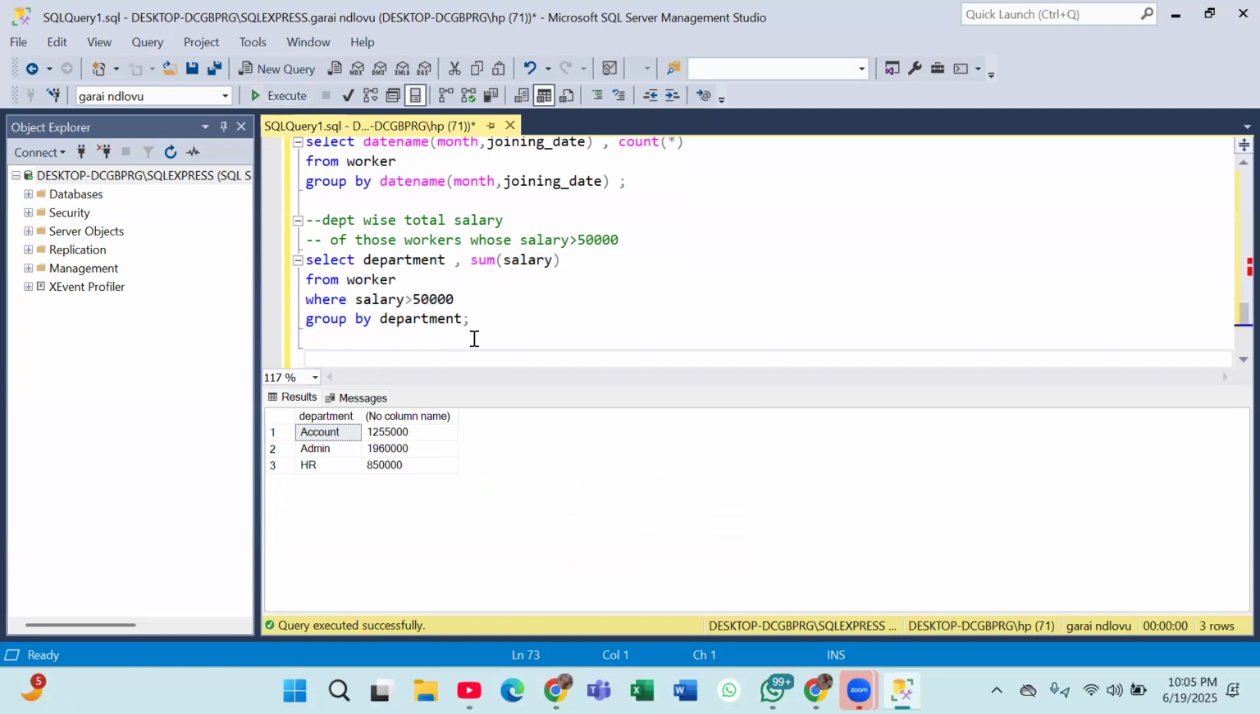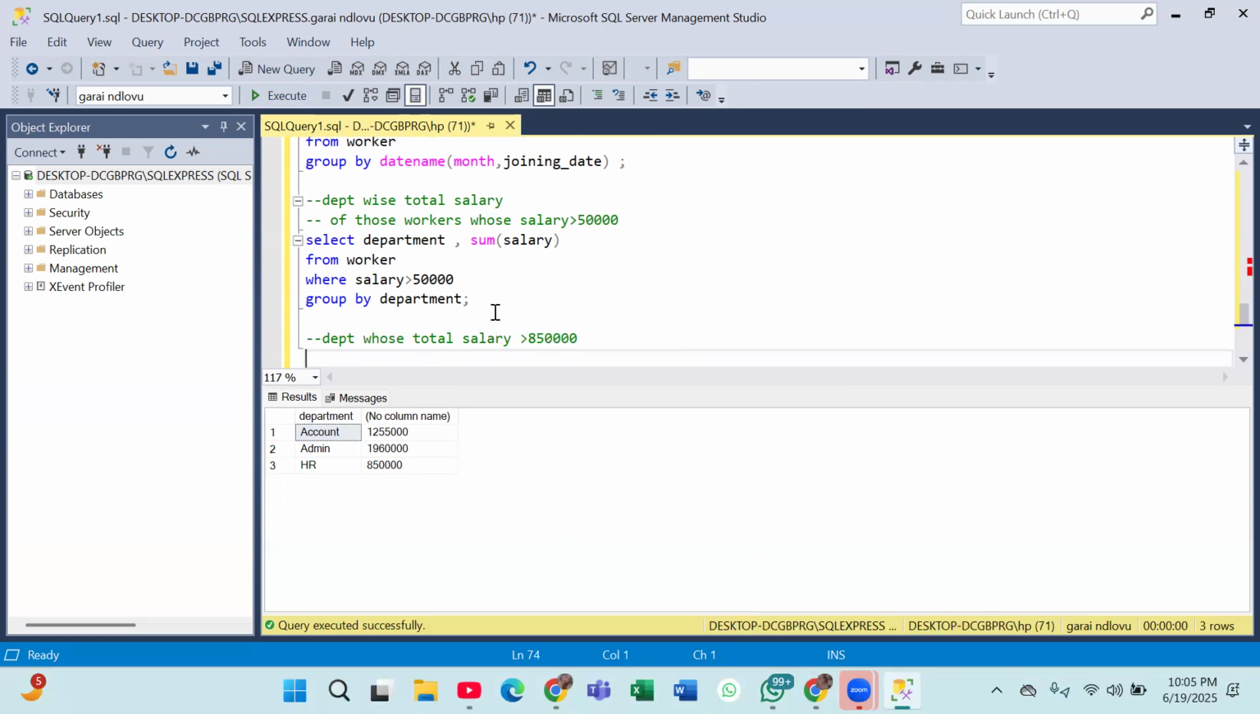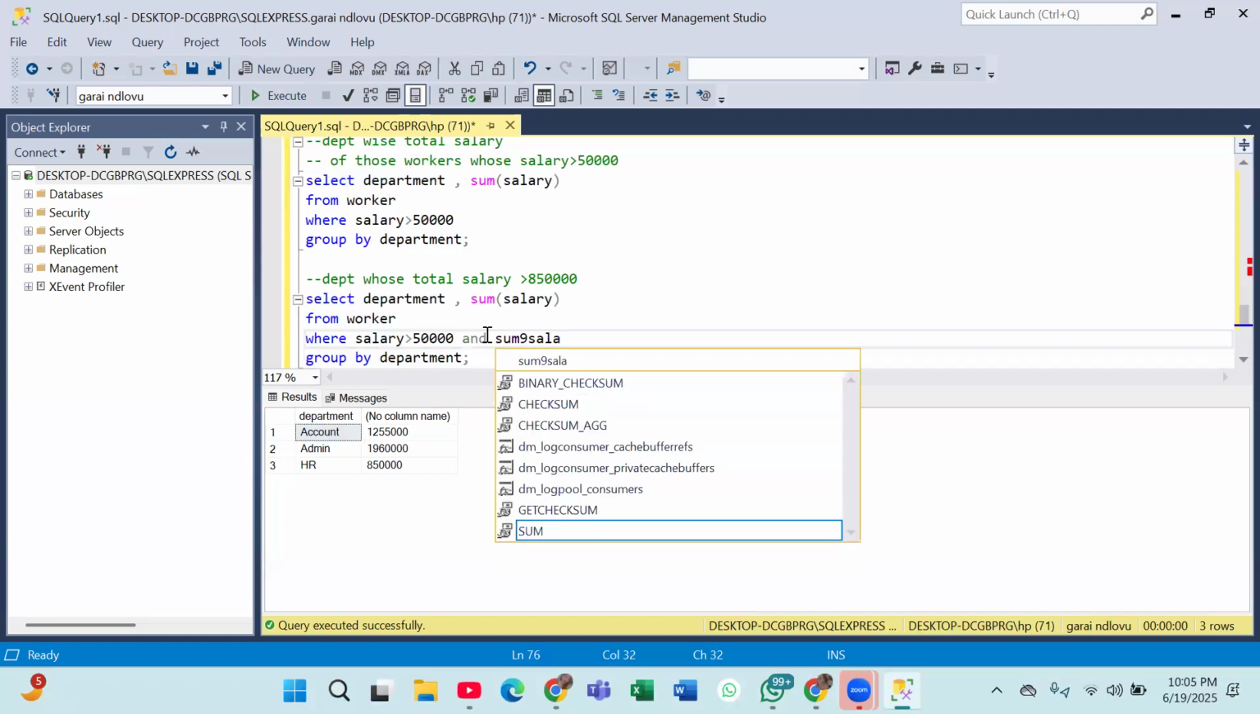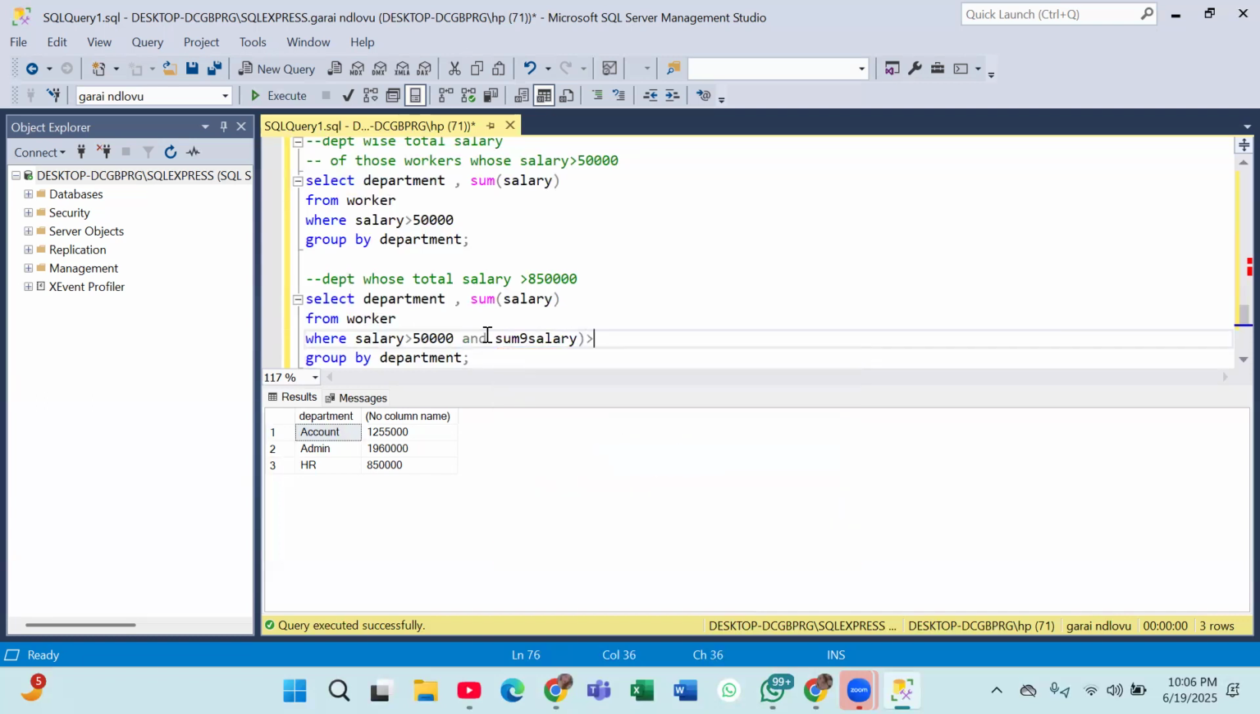Now let me extend this question a little bit more. You can see I got department, I got total salary, right? So I only want those departments whose total salary is greater than 850K. Is my question clear? I'm just expanding this question. I only want those departments whose total is greater than 850K. How will you get total? By using sum. And sum of salary greater than 850K.